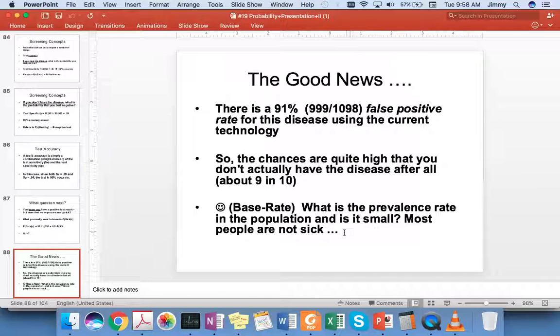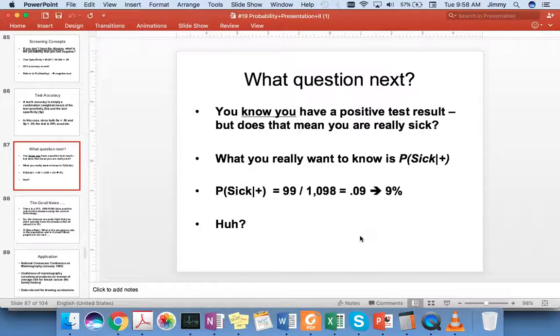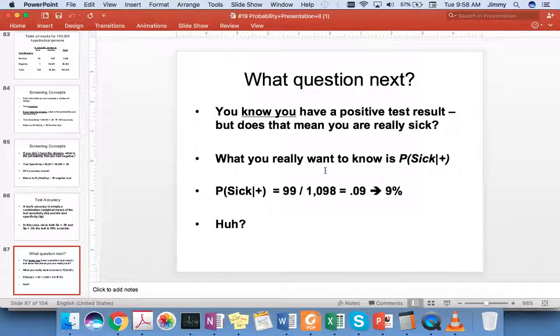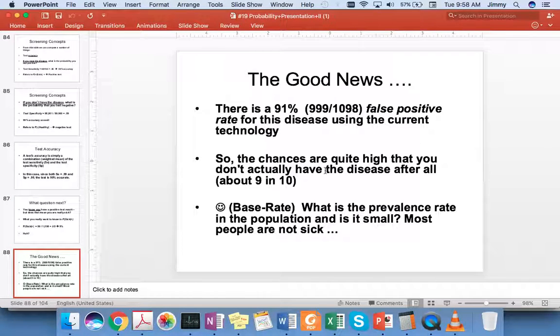And then there's a base rate idea. What is the prevalence rate in the population, and is it small? Well, obviously it's much less. Most people are not sick. This refers to about 100 people in 100,000 individuals. So the prevalence rate is really small. So that's what leads to this weird false positive that occurs because the actual rate of the disease is very low.